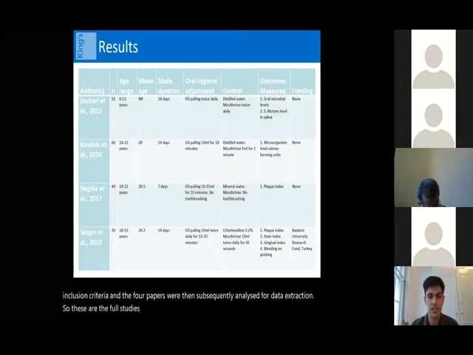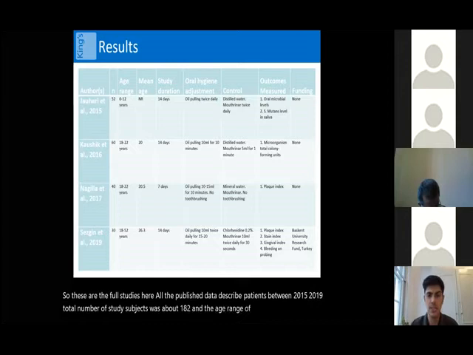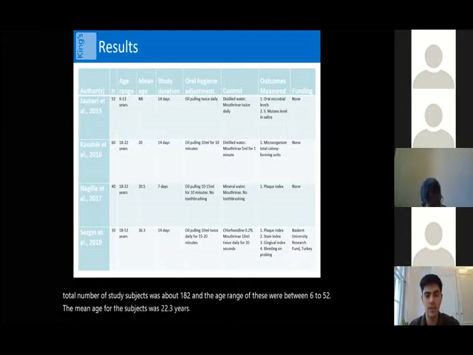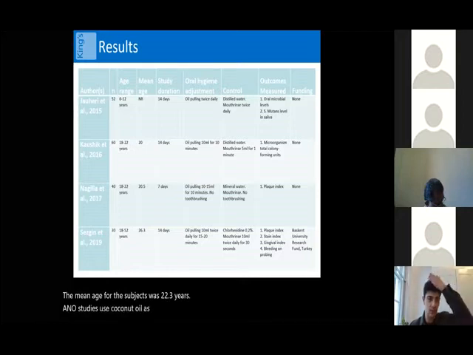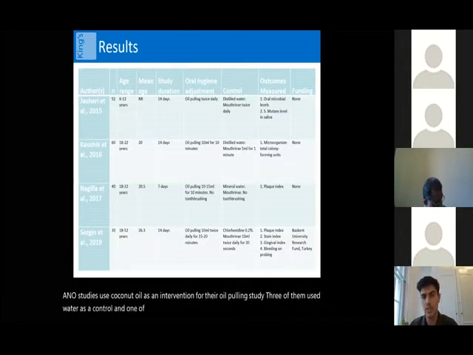All the published data describe patients between 2015 and 2019. The total number of study subjects was about 182, and the age range was between 6 and 52. The mean age for the subjects was 22.3 years, and all studies used coconut oil as an intervention for their oil pulling study. 3 of them used water as a control, and 1 of them used chlorhexidine digluconate, as I previously mentioned, as a gold standard.